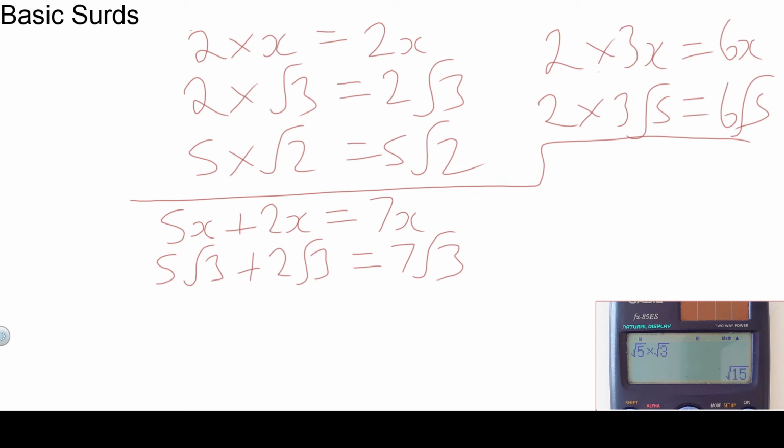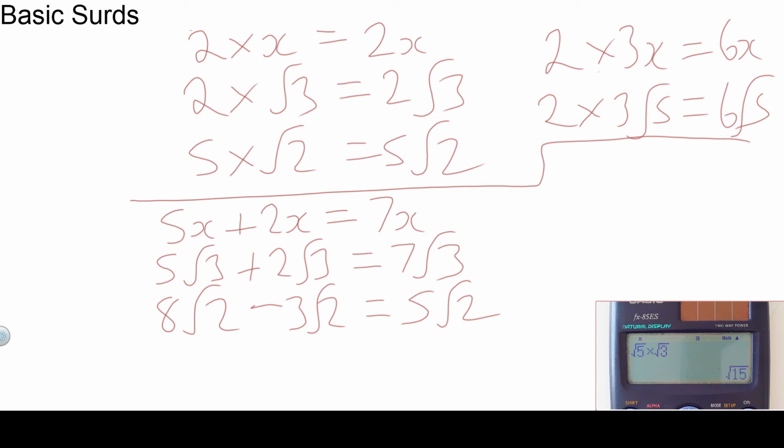You can do the same thing with takeaway as well. So you got 8 root 2 minus 3 root 2. So we've got 8 lots of root 2s minus 3 lots of root 2s. 8 take away 3 is 5, so we've got 5 lots of root 2s left over.